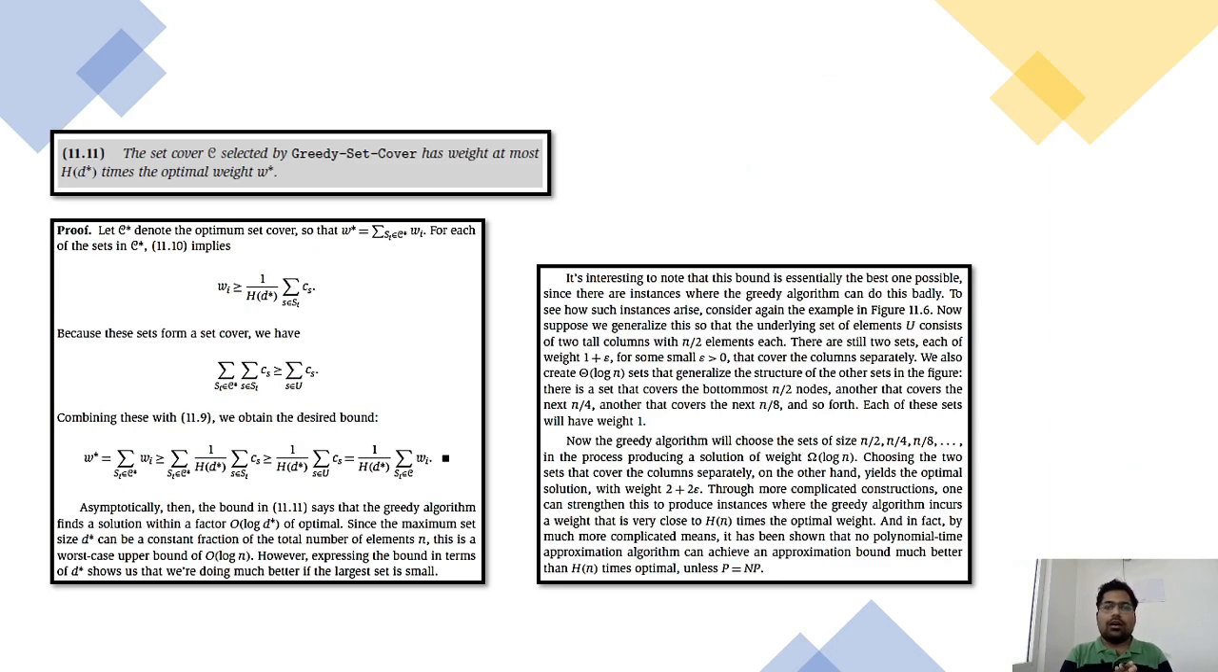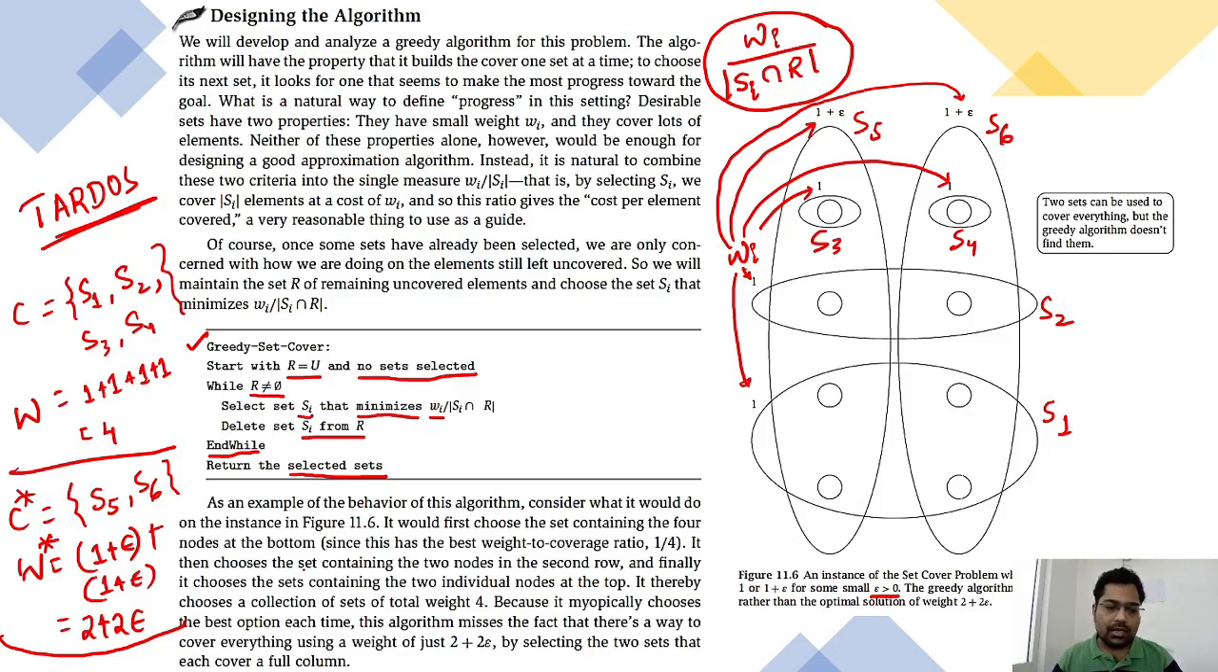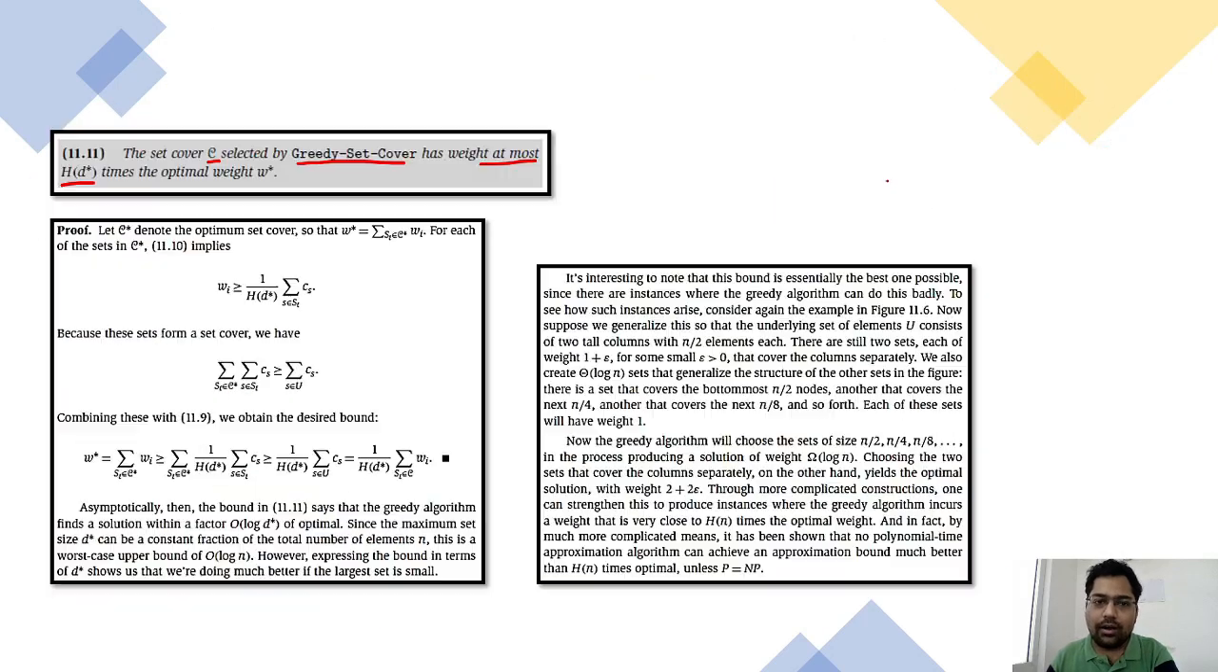Next, which is most important, the set cover C which we obtained using greedy set cover has a weight at most h d star times the optimal. If you compare the greedy with the optimal one, how much can we expect? As we have already seen earlier, instead of getting 2 plus 2 epsilon, we are getting 4. Then how exactly do we express it here? It is h d star times more than the selected cover which we have found.